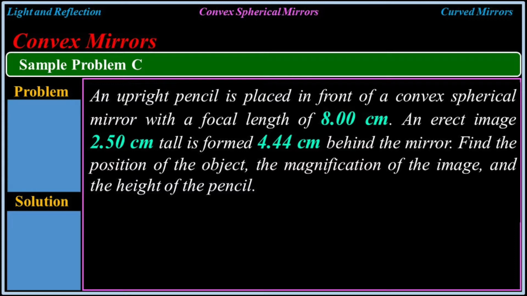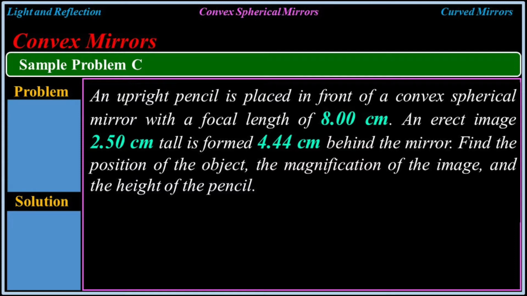An upright pencil is placed in front of a convex spherical mirror with a focal length of 8 centimeters. An erect image 2.5 centimeters tall is formed 4.44 centimeters behind the mirror. Find the position of the object, the magnification of the image, and the height of the pencil.